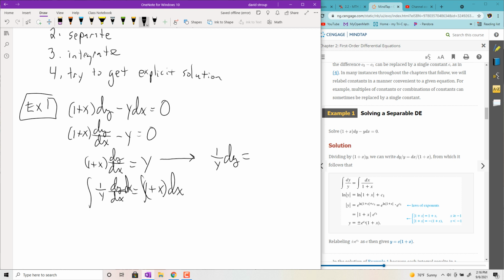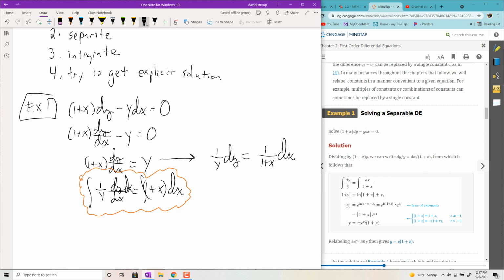And on the other side, you're going to get 1 over 1 plus x dx. Okay. But again, technically, you're leaving that dy over dx on the left and integrating both sides with respect to x. So in my brain, I wouldn't ever write that out, but that's technically what I'm doing. And you won't see that thing I just did in red in the book. They just kind of skipped that.